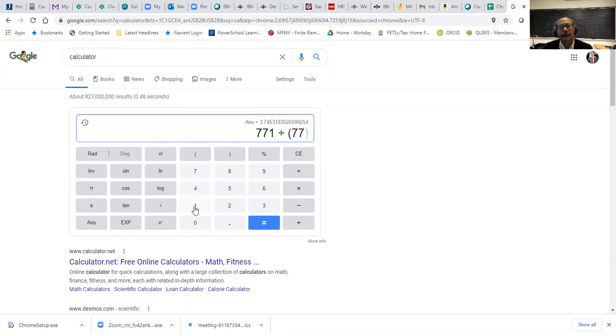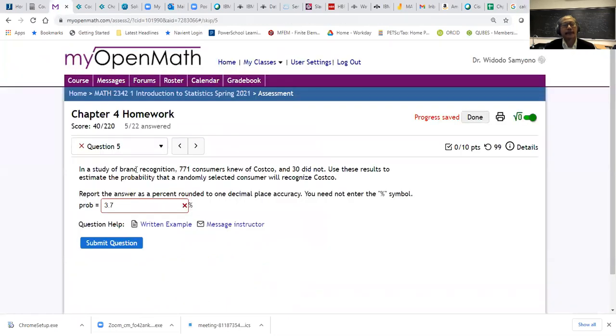So 771 plus 30, and then times 100%. And you need to put one decimal. So one decimal for this one will be 96.3. Okay.